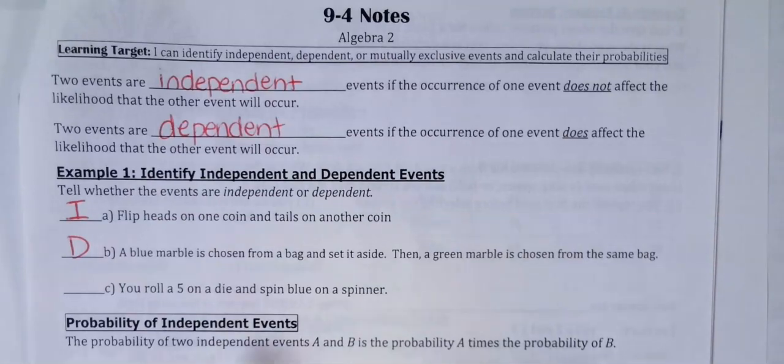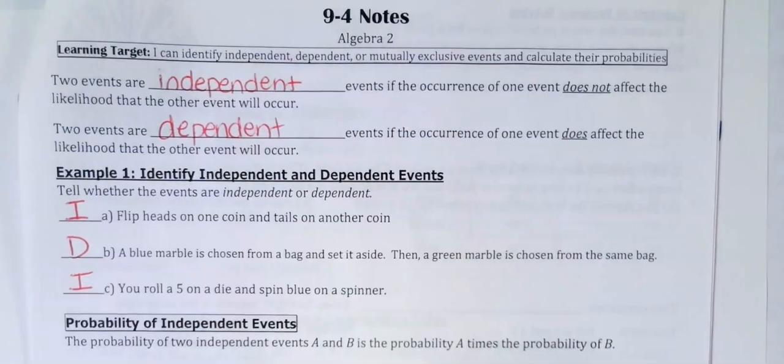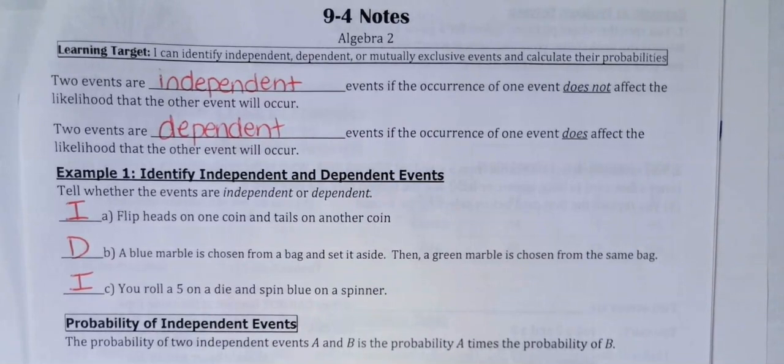Now my last independent or dependent says you roll a 5 on a die and you spin blue on a spinner. And they're two separate things. One's a die, one's a spinner. They're not connected to each other in any way. So that would be independent. Okay, anybody have a question?